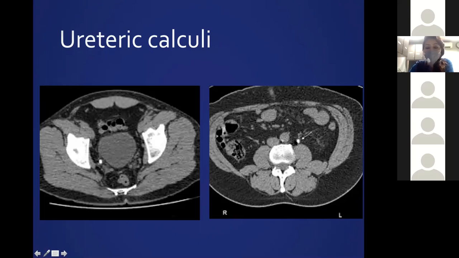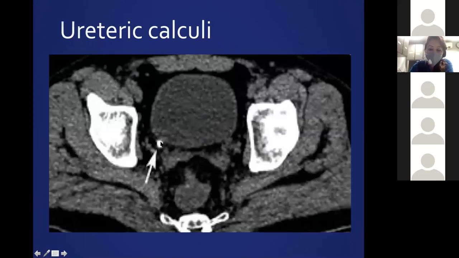This is another case on the right side, a small white density you can see on CT scan anterior to the psoas muscle. This is a ureteric calculus in the left ureter in its mid part. This is the distal ureter as it is close to the urinary bladder, as this is near the lumbar vertebrae, so this is the mid ureter.